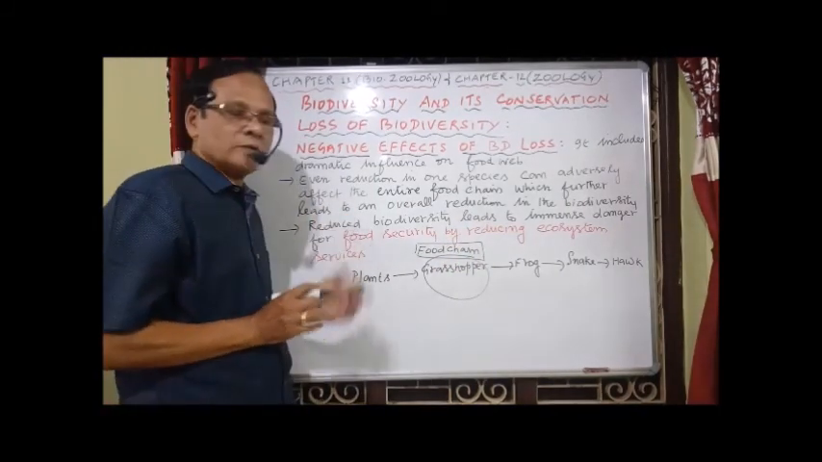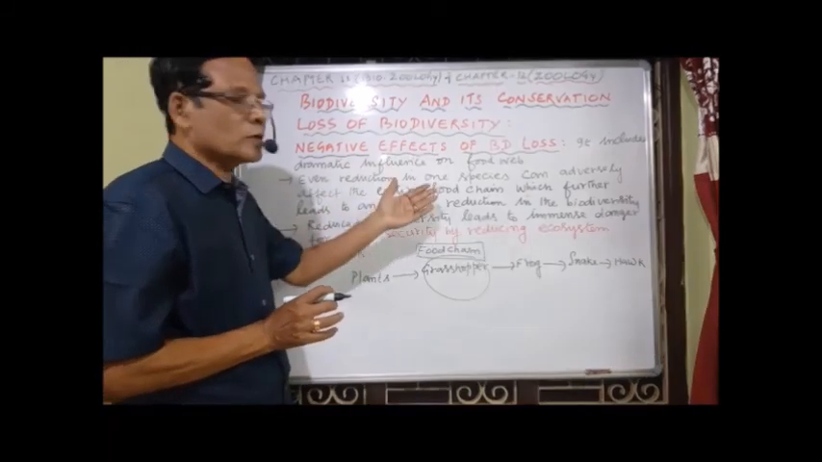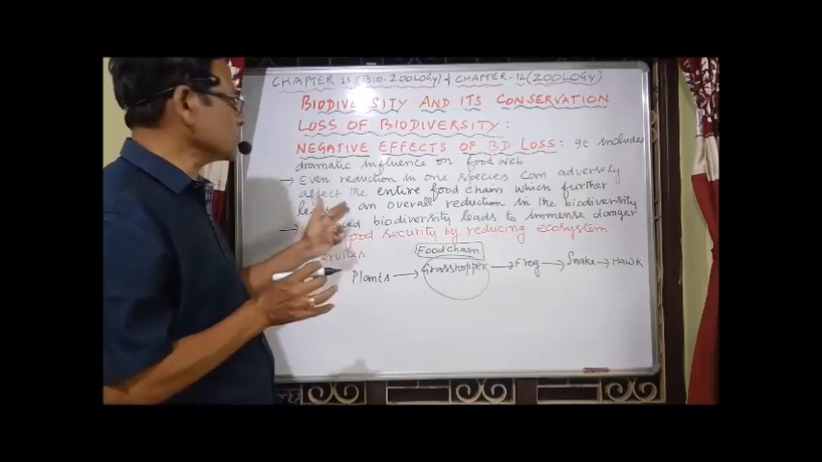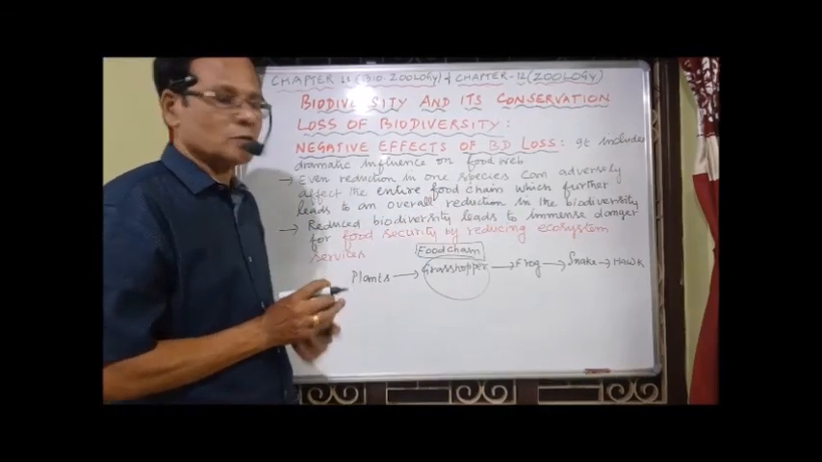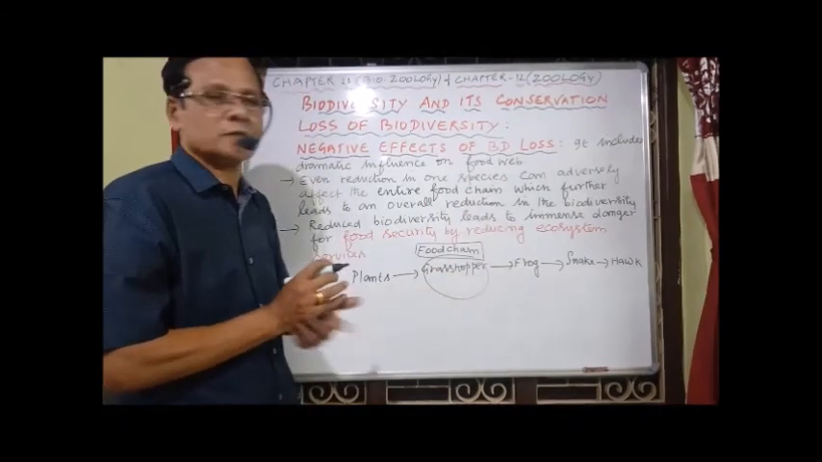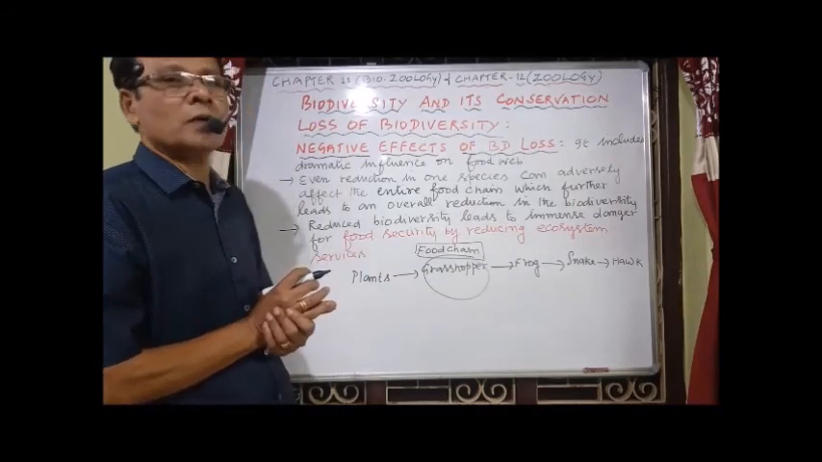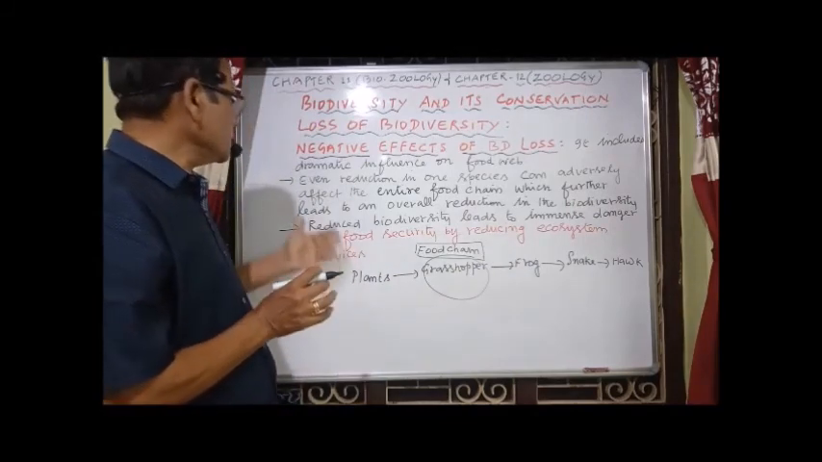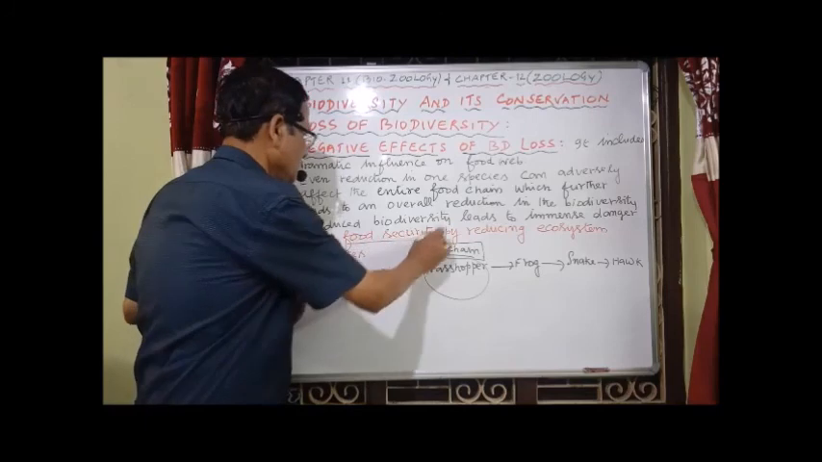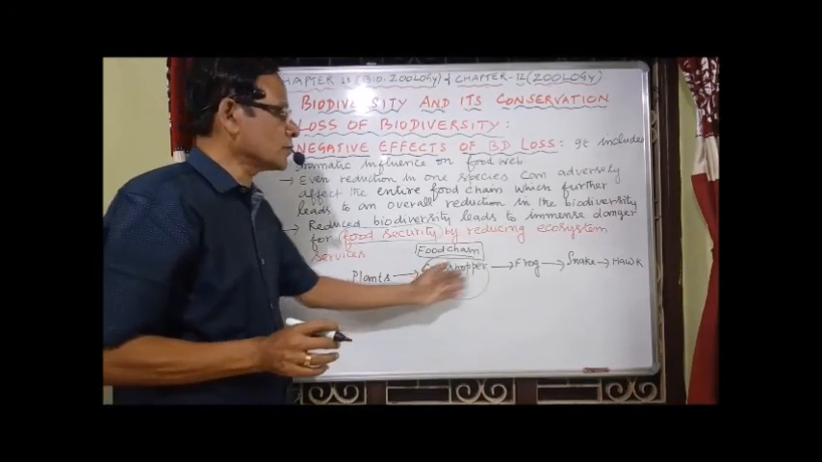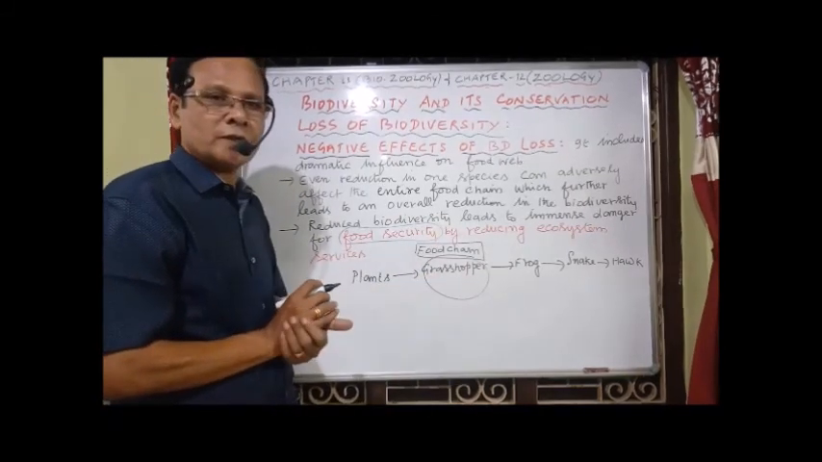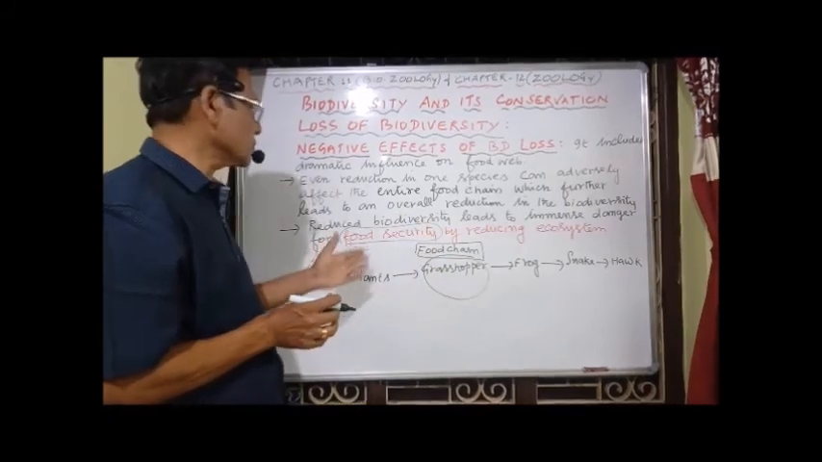So when one species is reduced, the entire food chain is affected, which further leads to an overall reduction in biodiversity. A reduction in grasshoppers leads to a reduction in frogs, which leads to a reduction in snakes, and ultimately the number of hawks is also reduced. Reduced biodiversity leads to immense danger for food security. If the number of grasshoppers is reduced, ultimately the number of frogs declines, so there is no food available for the next level. That is called food security.